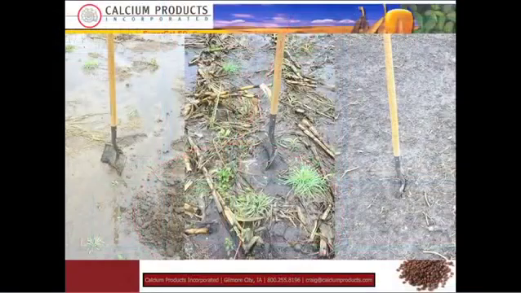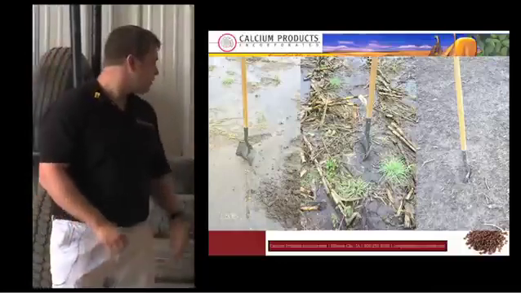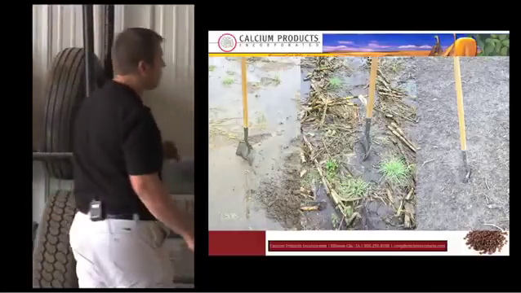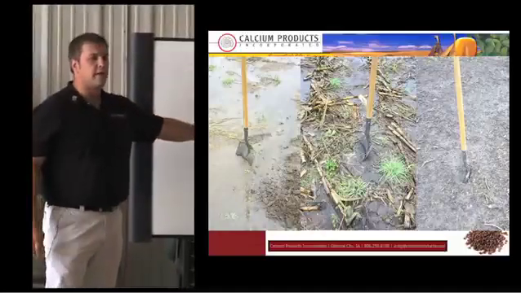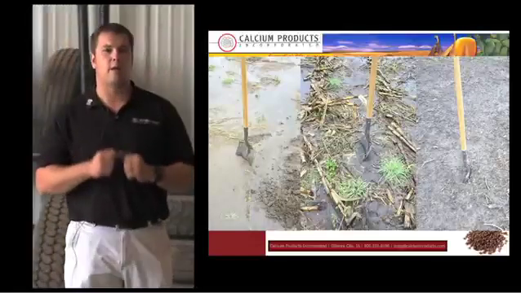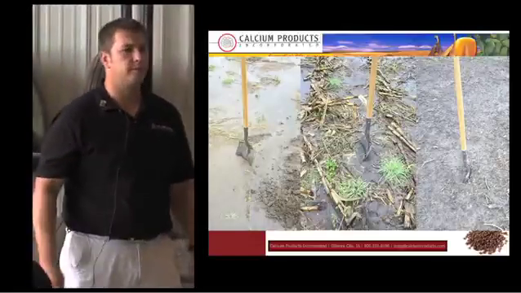Going back to compaction, this was some end rows of that field. This is out in the middle of the field, and that was that garden. When I took those pictures, I was a little heavier than I am now, but figuring the mathematics on it, there's over 700 pounds per square inch on that end of that shovel, and jumping up and down on it wouldn't go in the ground more than 3 or 4 inches.